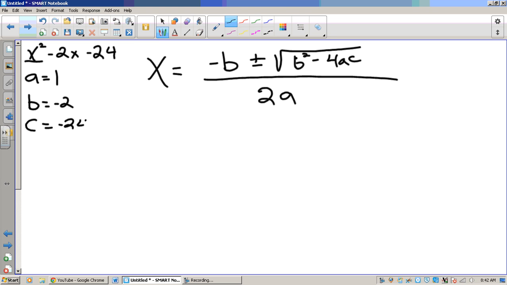-24. Okay. So now that we have that, it's just plug and chug. All it is, is plug and chug. And for the most part, you're going to want to use your calculator. But let's go through this and see how we solve it.